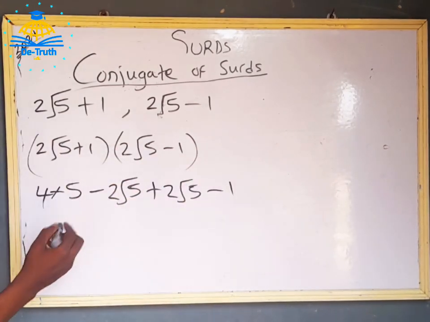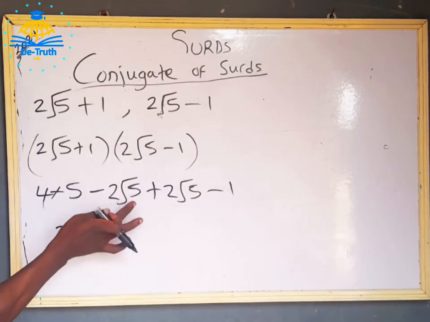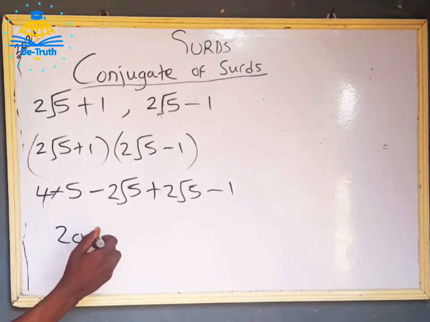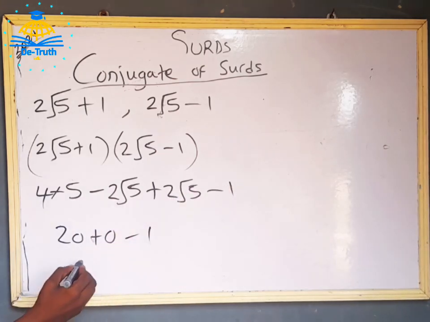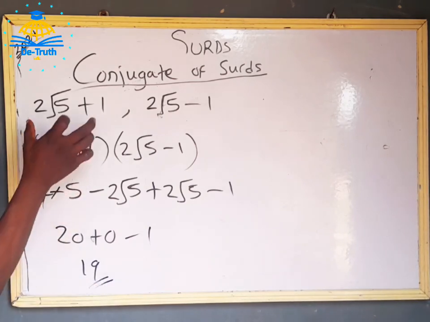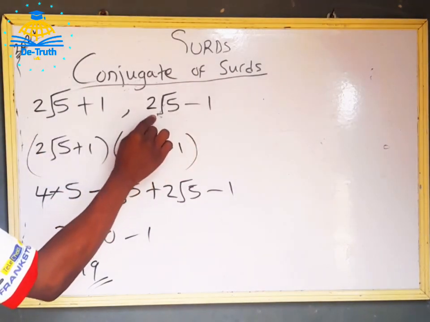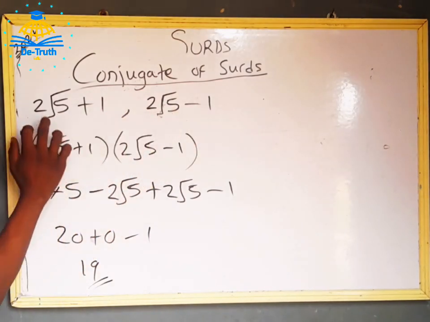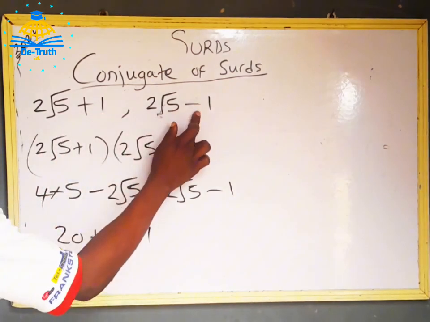So now 4 times 5 is 20. Minus 2 root 5 plus 2 root 5 is like minus 2a plus 2a, which gives us 0 automatically. So we have 20 plus 0 minus 1, which gives us 19. As you can see, we get a rational number when we multiply 2 root 5 plus 1 by 2 root 5 minus 1. Therefore, 2 root 5 minus 1 is the conjugate of 2 root 5 plus 1. Likewise, 2 root 5 plus 1 is the conjugate of 2 root 5 minus 1.